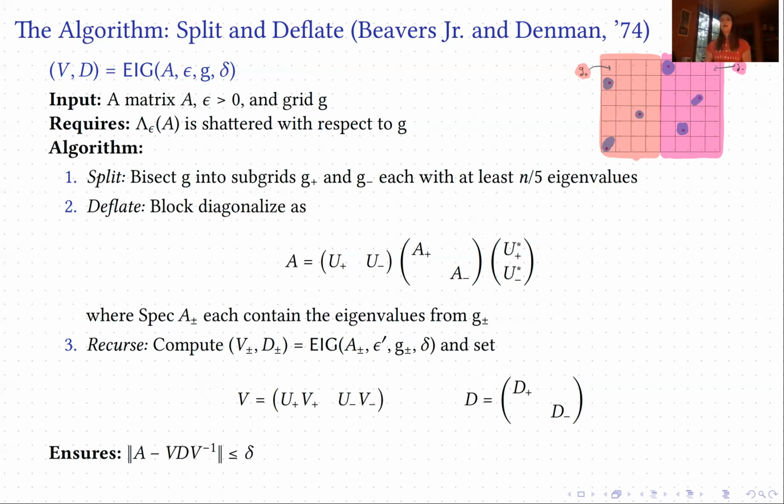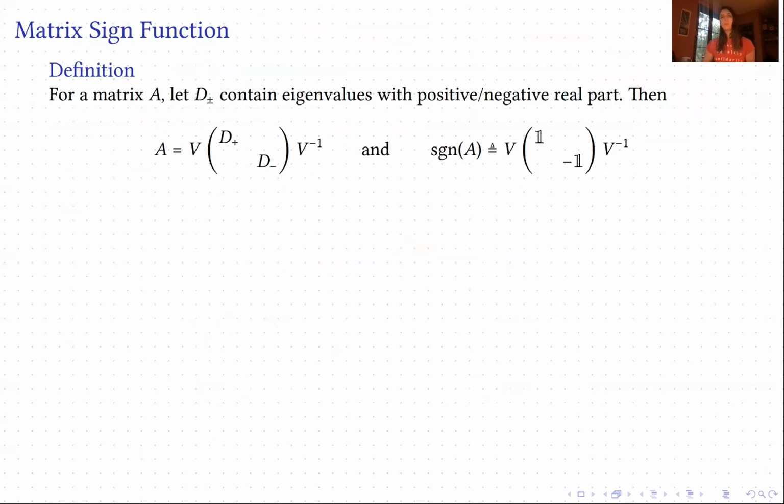So I've swept a lot of the hard analysis of this algorithm under the rug in the overview I just gave here. And I'm not going to have time to discuss all of it, but I do want to zero in on one crucial subroutine that's important for both the split and deflate steps above. This subroutine is the computation of the matrix sign function.